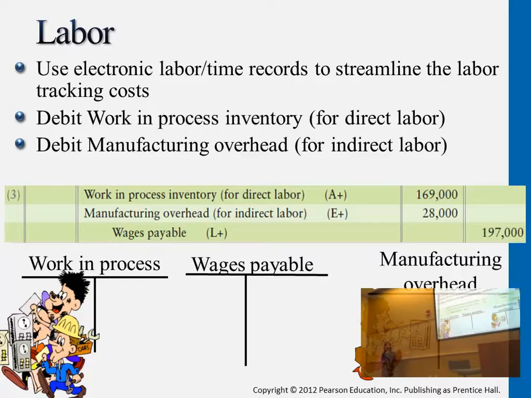Just like direct materials and indirect materials, for labor we also have direct and indirect cost. So the direct cost, again, falls under the work in process category. We have the number $169,000 here. Now we have $28,000 in manufacturing overhead costs. These two together form wages payable that we owe them, altogether $197,000.